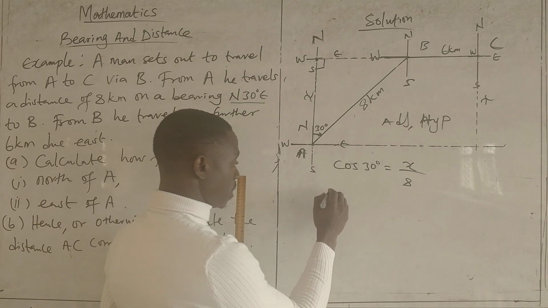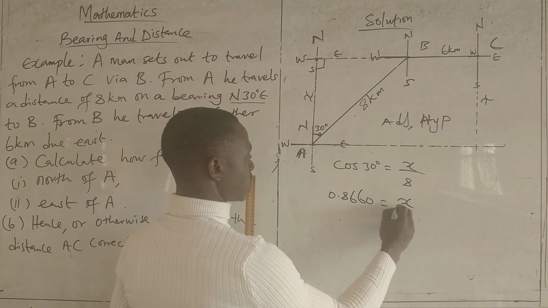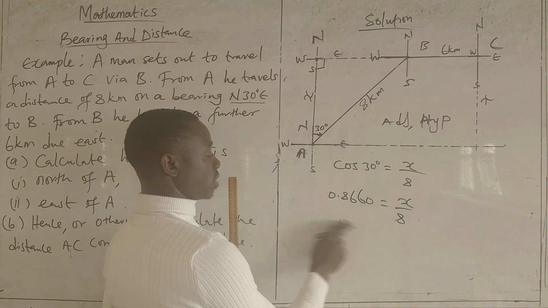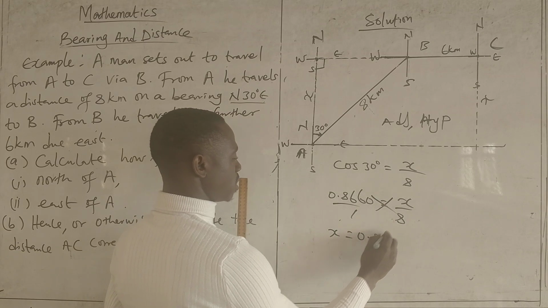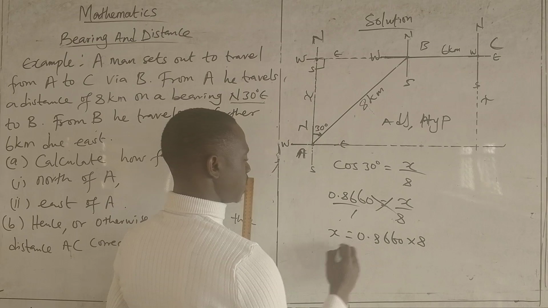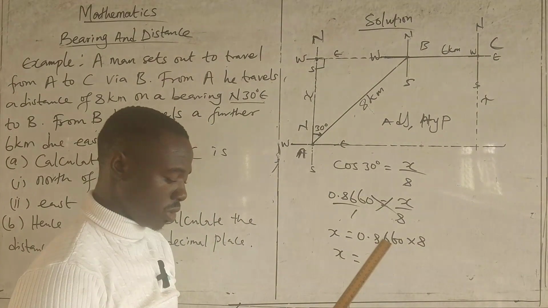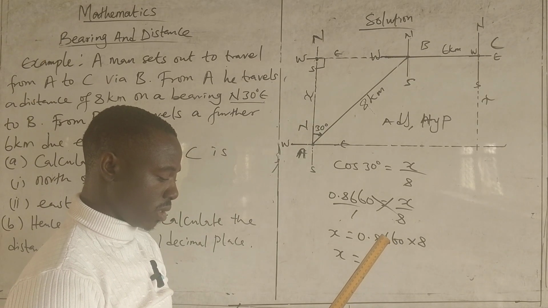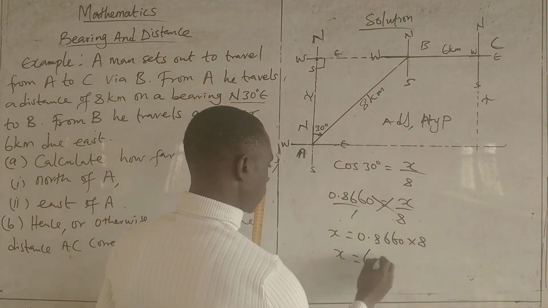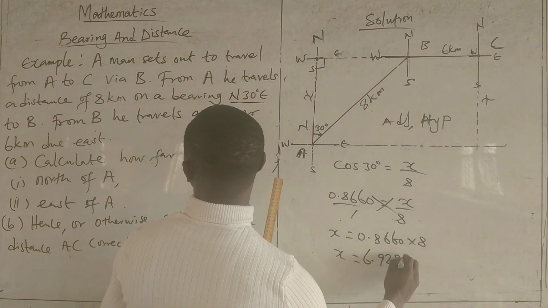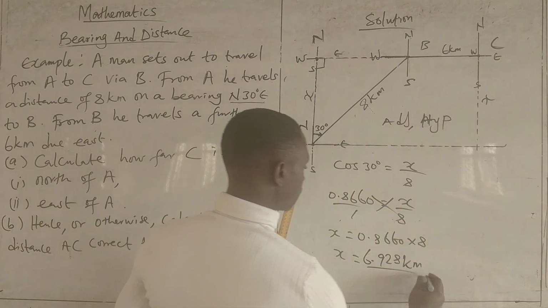Cos 30 is 0.8660, because x over 8. Make x the subject of the formula, cross multiply, x equals 0.8660 times 8, and that's 6.928 kilometers. Make sure you use the same unit you have here.